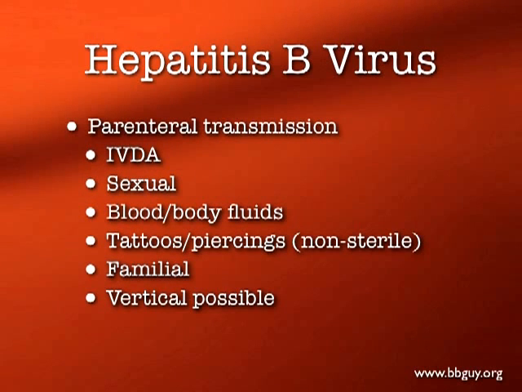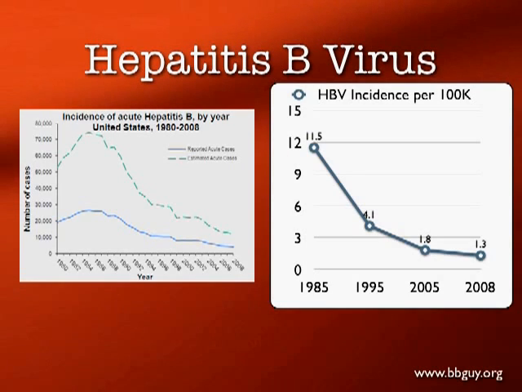Hepatitis B, as you're well aware, I'm sure, is transmitted parenterally through IV drug abuse, some sexual transmission, blood and body fluids, etc., and you can see them all there. Again, I mentioned this earlier, the incidence of hepatitis B is decreasing in the United States, down to a considerably smaller number than it used to be. And again, you can see some of the changes that have come about in recent years, partly as a result of our ability to test for it.